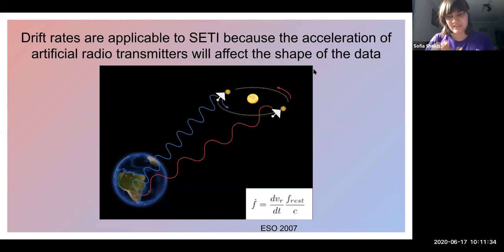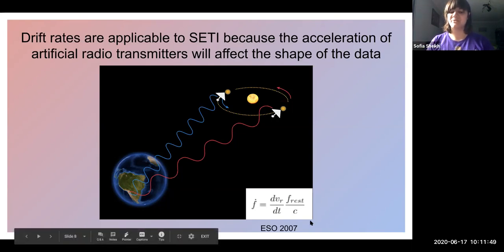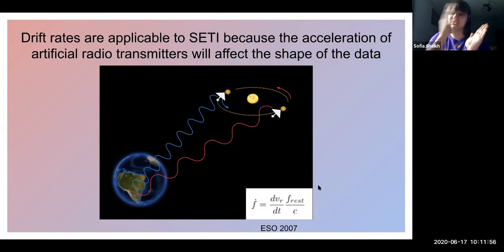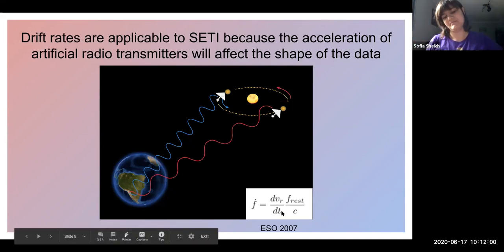That affects the shape of the waterfall plot signal, and it means that we have to account for sloped lines when we're doing our searches and not just vertical lines. I mentioned this already, but what we're really looking at is the time derivative of the frequency. So how quickly is the frequency changing? And you can relate that back to the change in the velocity or the relative acceleration. That's what this dotted frequency equation sitting in the corner here is.